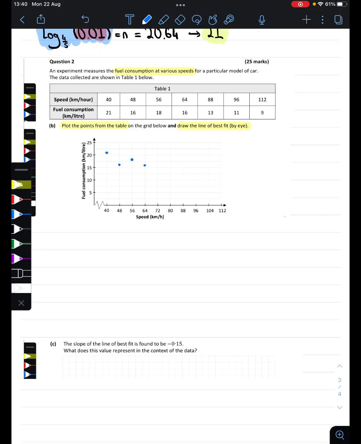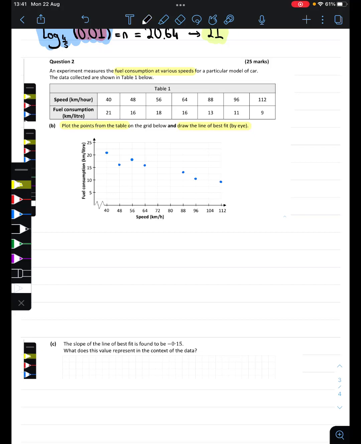At 72, there is no 72. At 88 kilometers per hour, it is 13. At 96 kilometers per hour, it is 11. So as you can see, there's this gradual decrease. And at 112 kilometers per hour, it is 9. Okay, so we can see that there's this gradual downward trend, which would be exhibited in the correlation coefficient, which I think is highly negative.